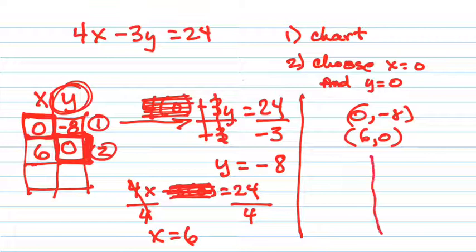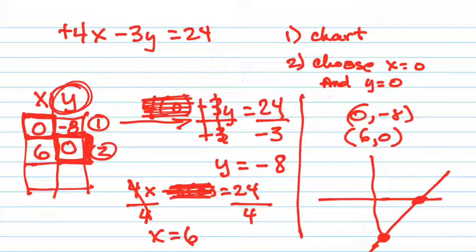Now, can I plot those points on a graph? Yeah, where's 0, negative 8 going to be? Down here somewhere. 6, 0 is going to be right 6 and up none. And that's enough information to draw a line. And I knew it was going to slope up, because the number in front of my x is positive.